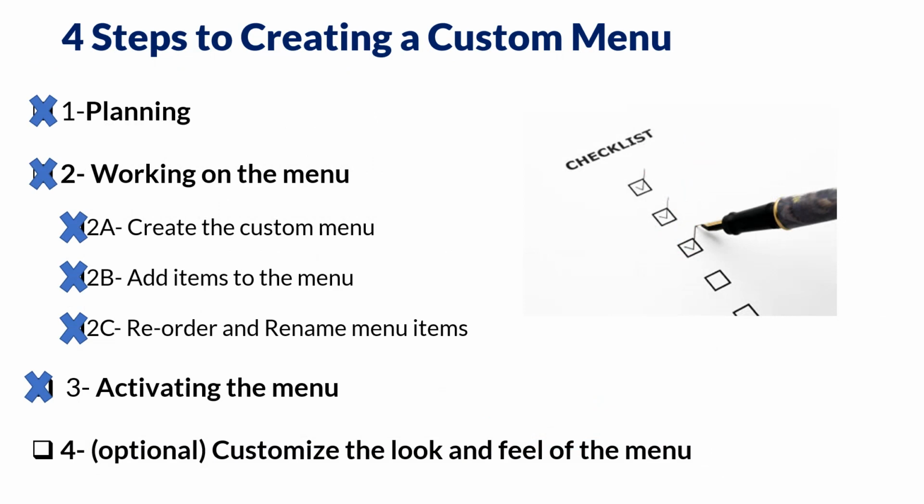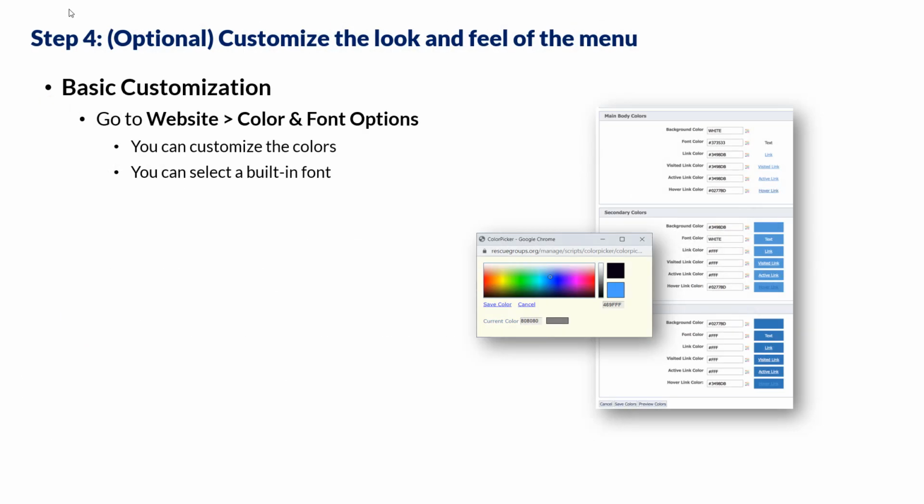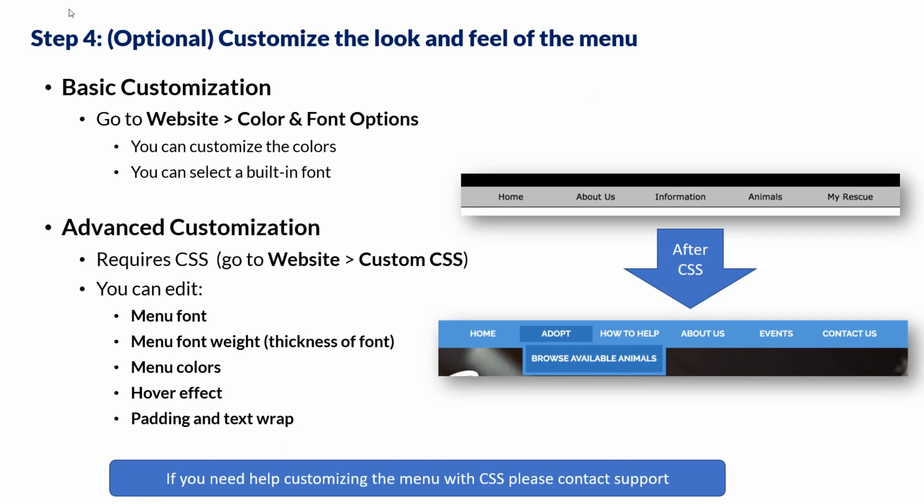We are almost done. The last step is optional and it's all about customizing the menu as needed. You can make changes to the default colors by going to the website tab and then color and font options. The colors you select on the screen will be applied differently for each layout. If you have questions or need further assistance, please open a support ticket and we'll be happy to assist you. If you would like to customize the look and feel of your website further, you can do this with CSS. You can even use a custom Google font. This is an advanced topic and not covered in this video, but we want to be sure to mention that you can do this. If you have any questions, please open a support ticket and we can help and guide you.